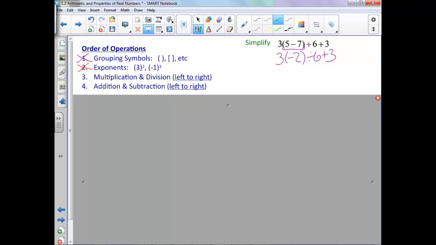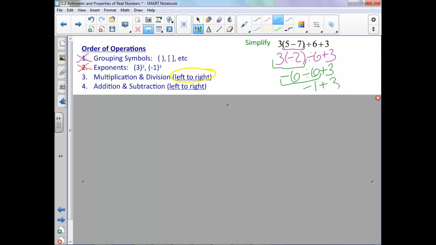Multiplication and division. Key thing here: notice you want to go left to right. So in our case, going left to right, we'll have 3 times negative 2 is negative 6. Then we still have divided by 6 plus 3. But we still have a division here. So negative 6 divided by positive 6 is negative 1.